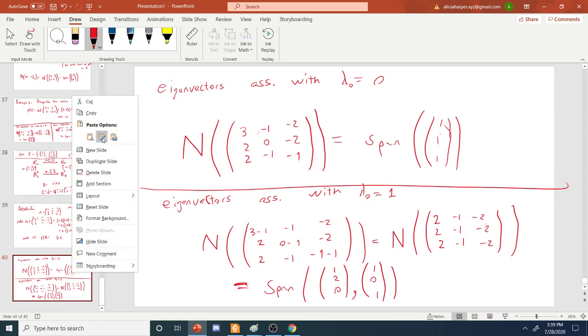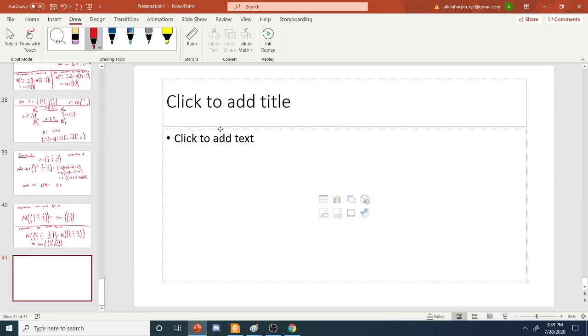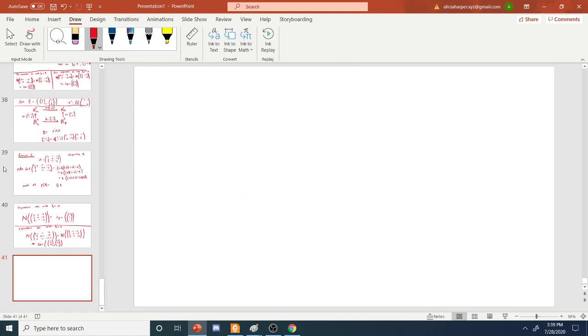I now have my eigenvectors and my eigenvalues. So what I do at this point is I set E to be the basis 1, 1, 1, 1, 2, 0, and 1, 0, 1. I note that this first one is associated with the eigenvalue 0, whereas this and this are associated with the eigenvalue 1.